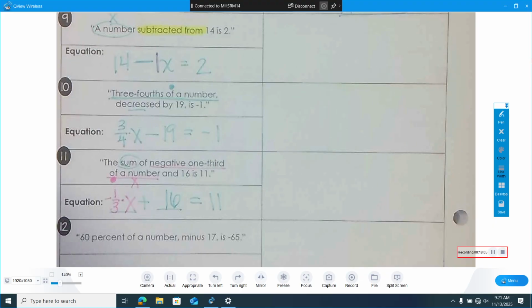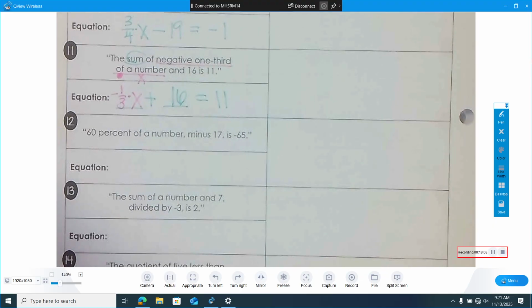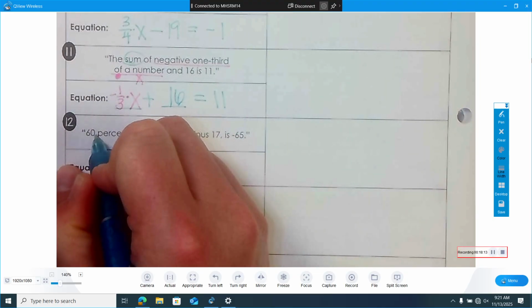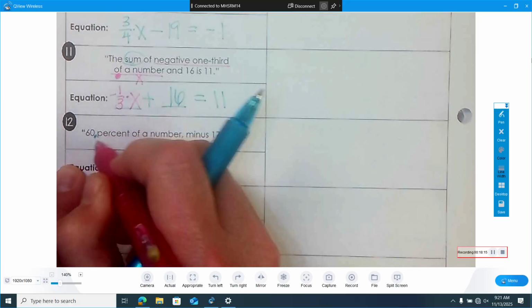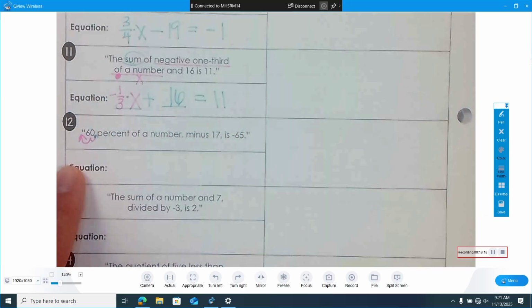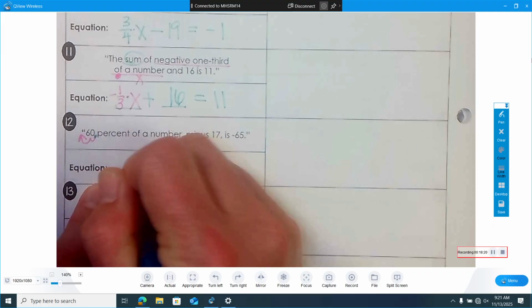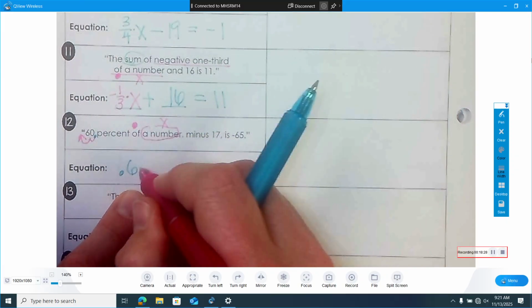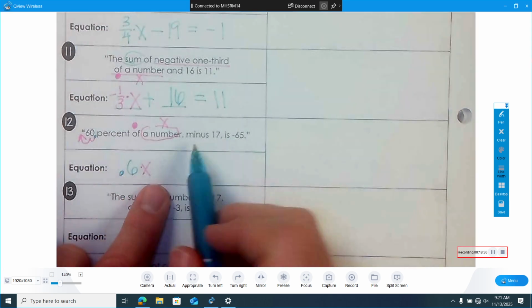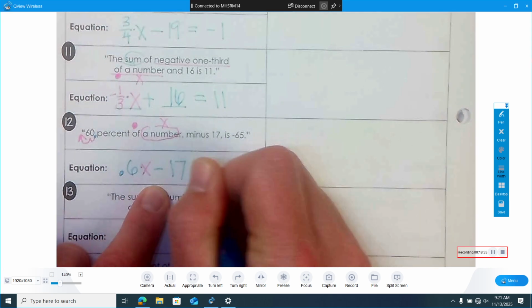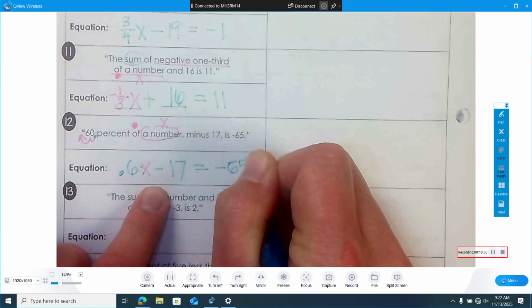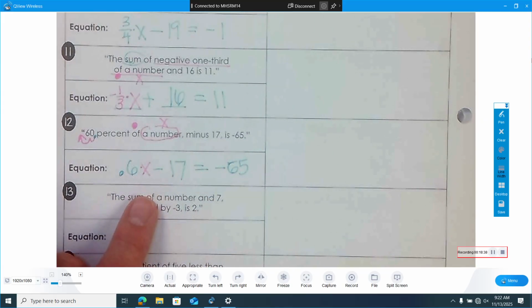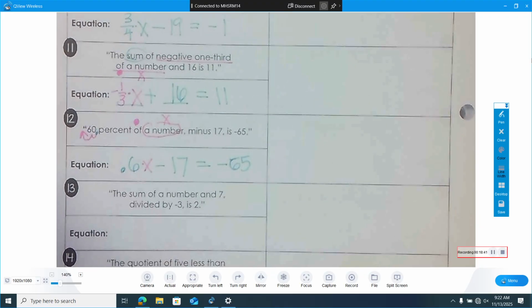You good so far? All right. Number 12. 60%, 0.6. Very good. So again, with those percentages, you have to move your decimal 2 places to the left. So your rate would be 0.6. And then of means multiply. So times x minus 17 equals negative 65. Beautiful. Good? Yeah?